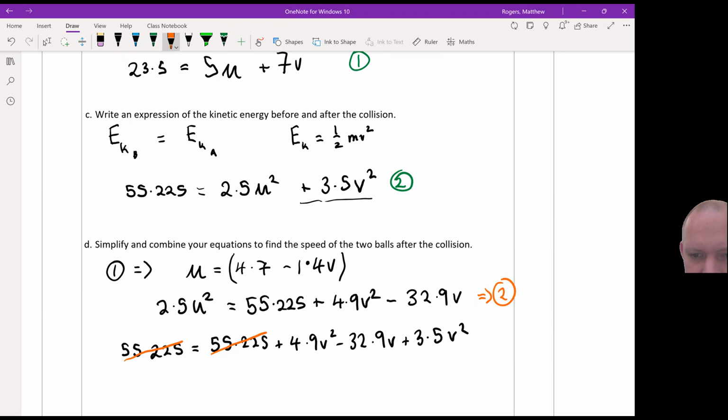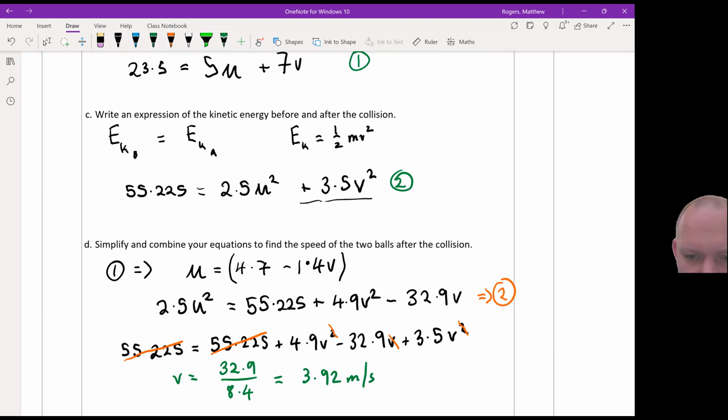Once we've done that, we can see that everything has got a v in, so we can divide by v. This side is now equal to 0, isn't it? So we can divide through by v. And so we've just got 4.9v plus 3.5v, so that's 8.4v, should be equal to 32.9. So v is equal to 32.9 over 8.4, which is 3.92 meters per second.